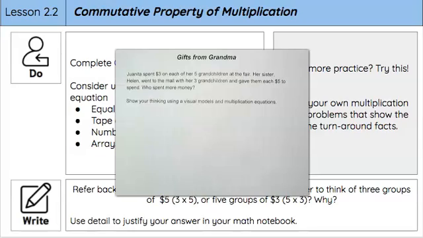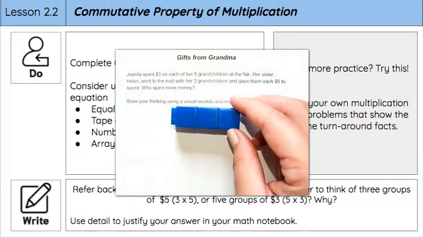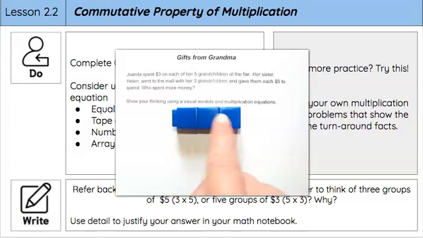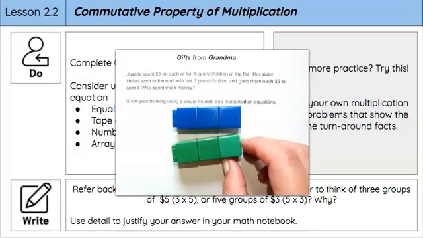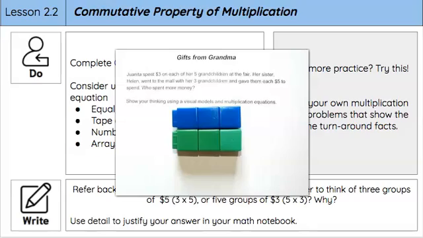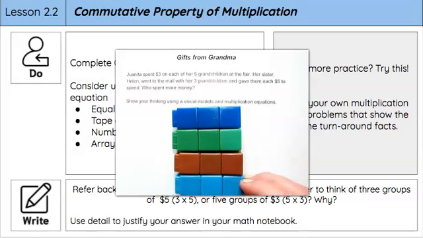Who spent more money? Let's first look at Juanita. She spent $3 on each of her 5 grandchildren. So here's one. I'm going to use linking cubes for this. Here's one grandchild, and here's the $3. Here's another grandchild, and I have 4 grandchildren. Or 5, I apologize, 5 grandchildren.